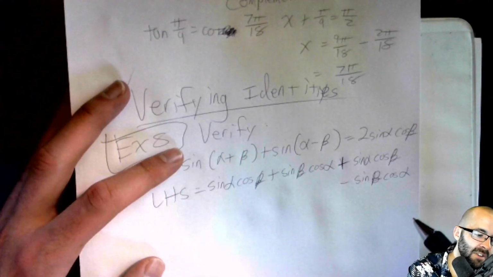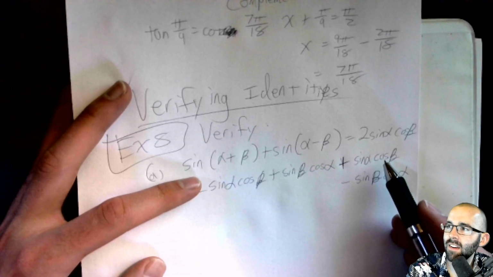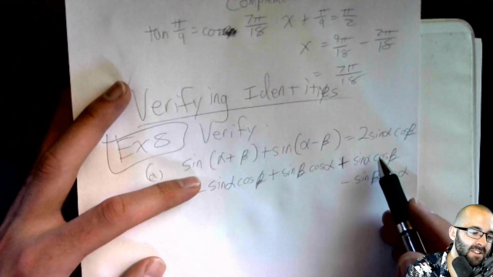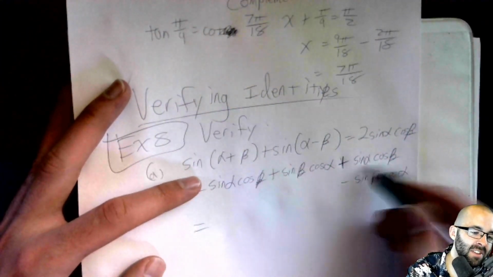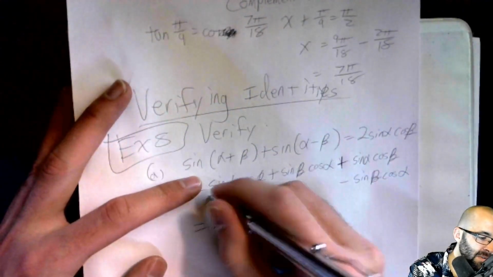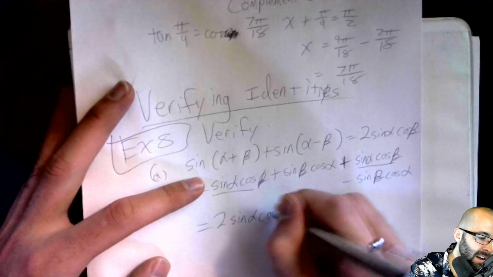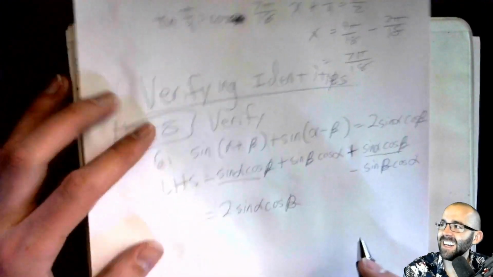So notice what we have here. The first and third terms are exactly the same. If you have something plus another something, well, now we have two of those things. If this is an apple and this is an apple, we're adding them together. We got 2 apples now. So look at this term and that term. We're getting 2 sine alpha cosine of beta. Whoa, my beta turned into an R real quick.